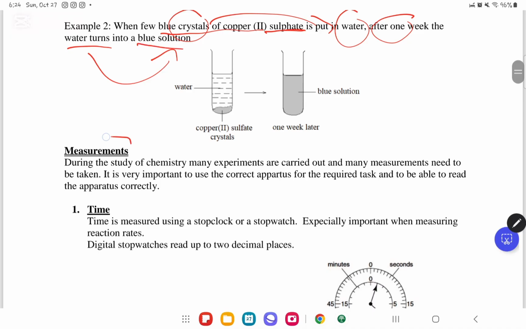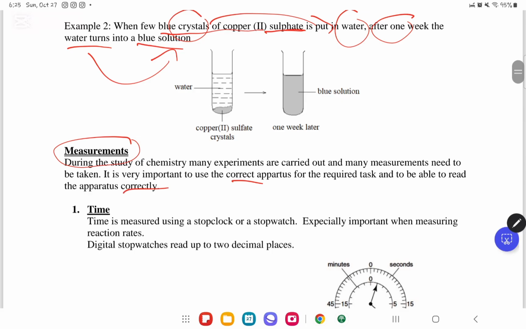So now they're telling us about measurements. They're telling us in this paragraph that when you're studying chemistry, you have to do many experiments because you need to be very accurate when you're doing something. So during the study of chemistry, many experiments are carried out and many measurements need to be taken. You have to be really accurate, okay? You have to be correct. It's very important to use the correct apparatus for the required task and to be able to read the apparatus correctly.